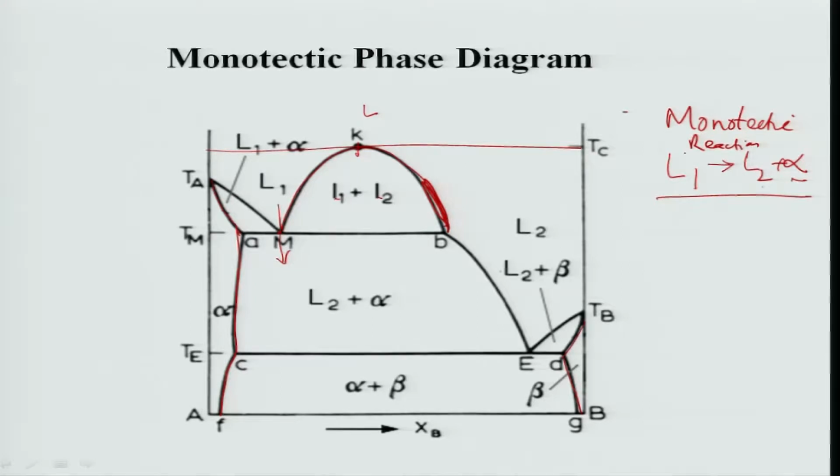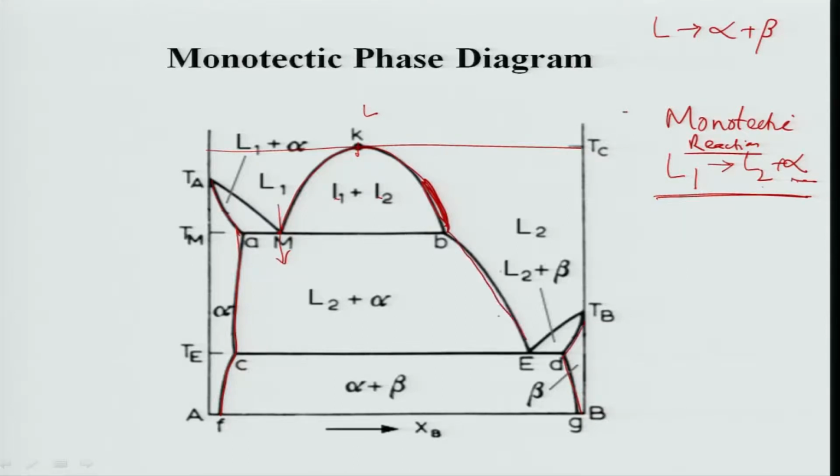This looks like a eutectic reaction. What is a eutectic reaction? L going to alpha plus beta. Here we have replaced beta by L2 and L by L1. So they look similar, but their formation is completely different. That is the beautiful part of phase diagrams. This monotectic reaction is very important because it leads to formation of alpha in the liquid L2, correct.